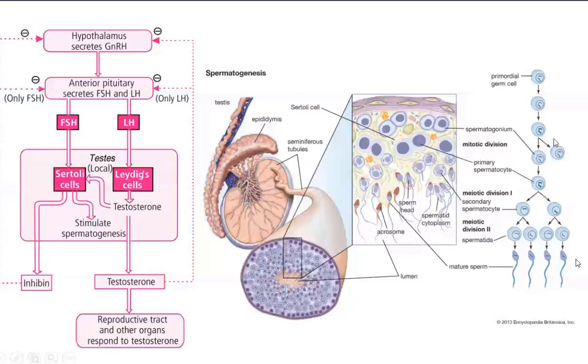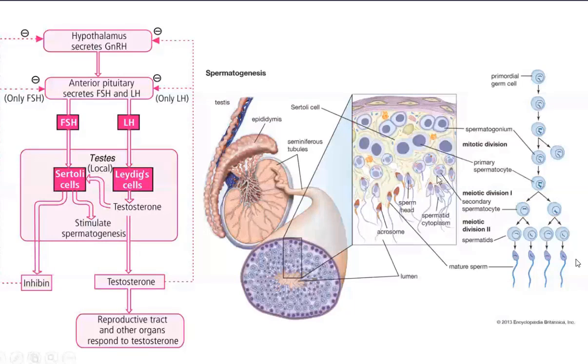So they will still have the same number of chromosomes, and when the spermatogonium subsequently produces spermatocytes, they will undergo the first meiotic division that will give you secondary spermatocytes, and meiotic division 2 will give the formation of spermatids. And these spermatids will undergo the process of spermiogenesis, which will give you a mature spermatozoa.